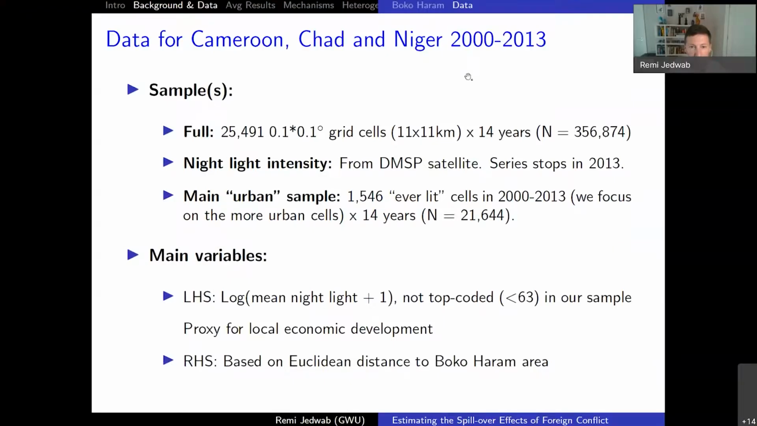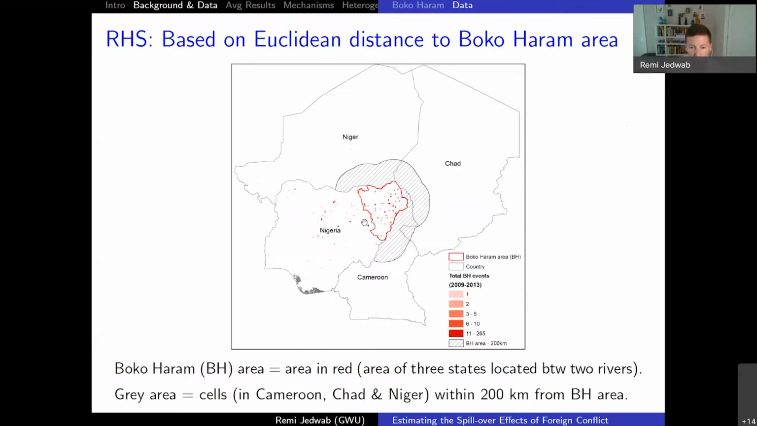For our main analysis, we're going to use cells of 0.1 by 0.1 degree grid cells in the three countries. On the left-hand side, we're going to have measures of nightlight intensity. The series stops in 2013. We're going to focus on the main urban sample of 15,000 cells, where it's light at one point, so these are more urban cells. The nightlights are not top-coded in our data, and we use this as a proxy for local economic development. On the right-hand side, we're going to have a very simple measure of distance to the Boko Haram area. So this is the Boko Haram area.